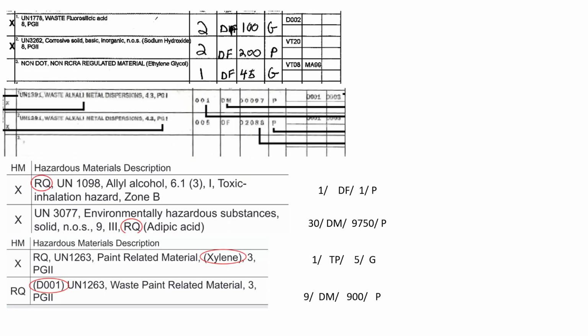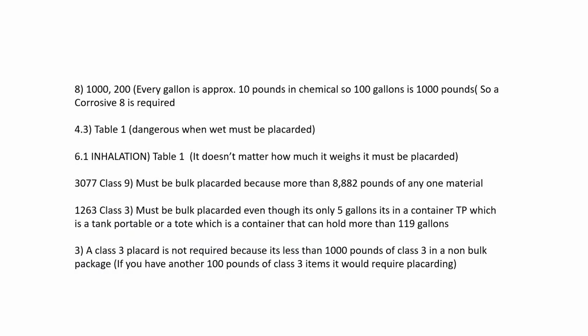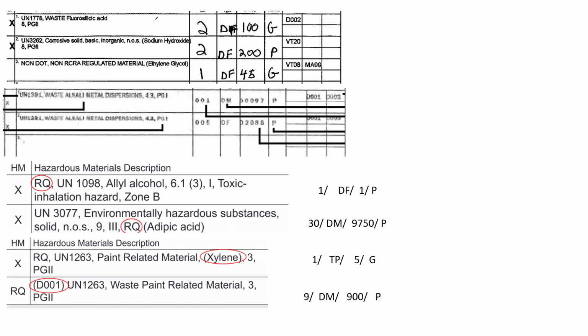The next one down is 3077, but it's Class 9. It's 30 drums metal weighing 9,750 pounds. It must be bulk placarded because it's more than 8,882 pounds of any one material. So now we require a Class 9 bulk with a 3077 in the middle of it. The UN number has to be on the placard because that's a bulk package.